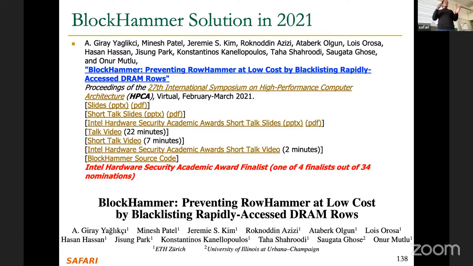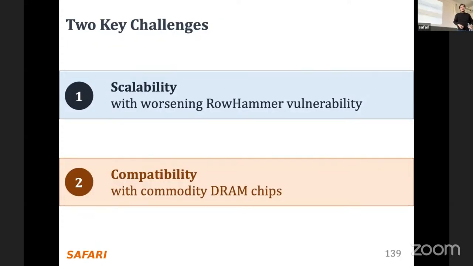I'll go on to talk about the solution actually. The section header was about solutions. This is our first solution. It's called BlockHammer, preventing RowHammer at low cost by blacklisting rapidly accessed DRAM rows. This is one of the techniques that use a proactive throttling mechanism. So we won't allow DRAM rows to reach a certain activation count, and that's how we're going to prevent RowHammer bit flips.